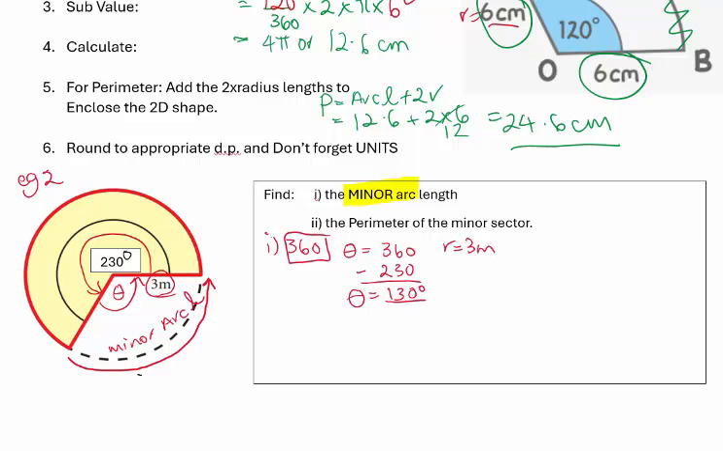I'm after the minor sector. So now I just write the rule that corresponds. I don't sub values yet because I'm trying to make sure I set myself up for success. You can go straight into writing it. I'm just doing a different color so you can see that I've subbed the values. So theta equals 130 degrees, so that's what the angle equals, and the radius is 3 meters. Then you put that in your calculator.